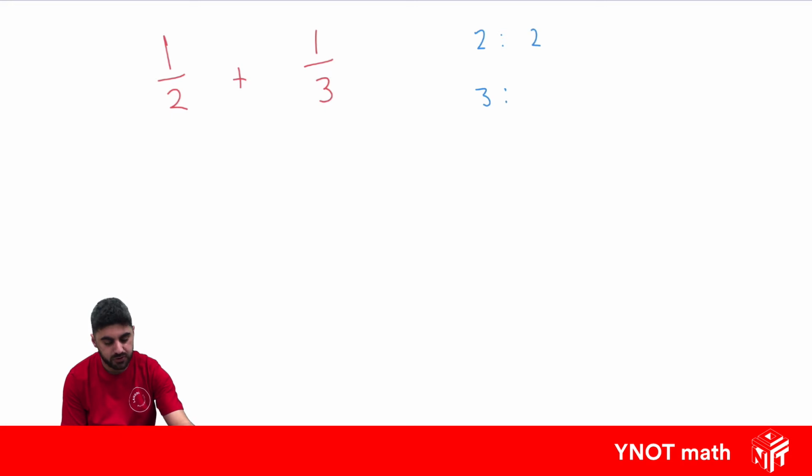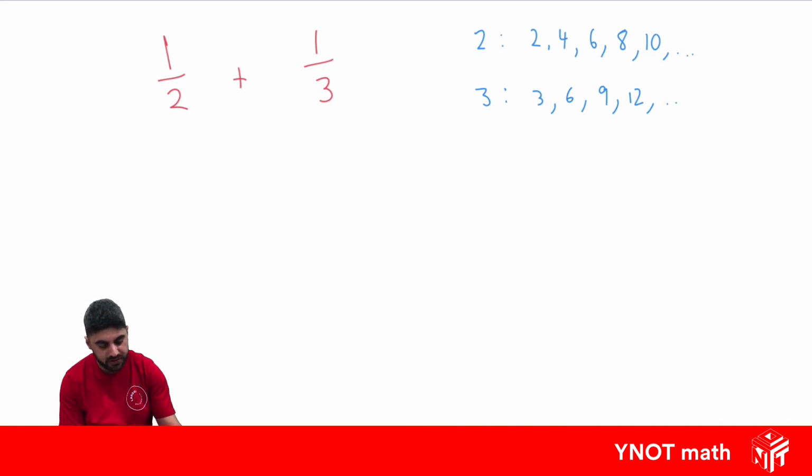So multiples of 2 are 2, 4, 6, 8, 10. Multiples of 3: 3, 6, 9, 12, and so forth. Now, what is the lowest common multiple? Well, the lowest number that appears in both is 6. So that's our lowest common multiple. And what that tells us is that's the number we'd like to change our denominators to. We'd like to change this 2 to a 6 and the 3 to a 6.